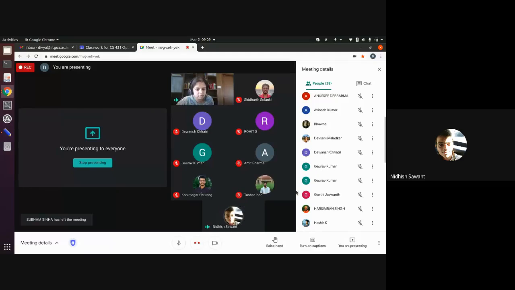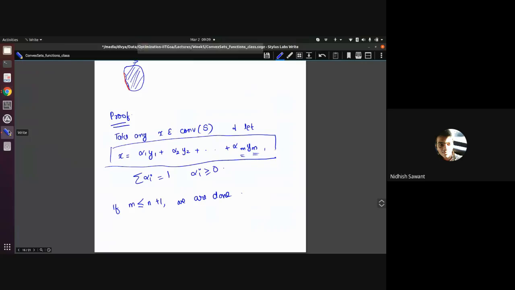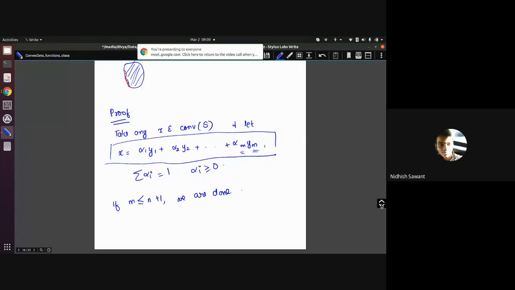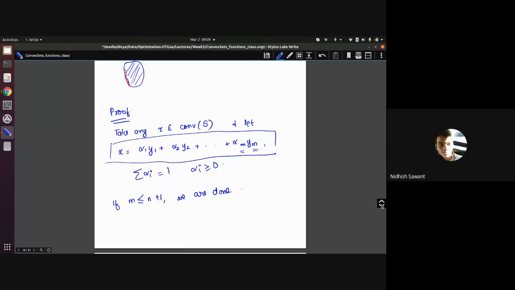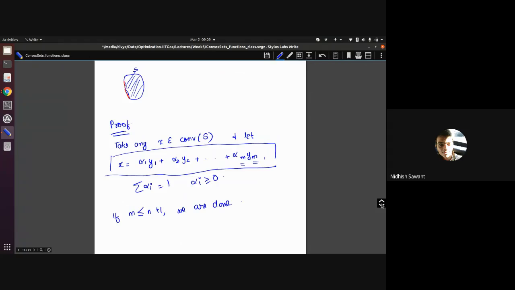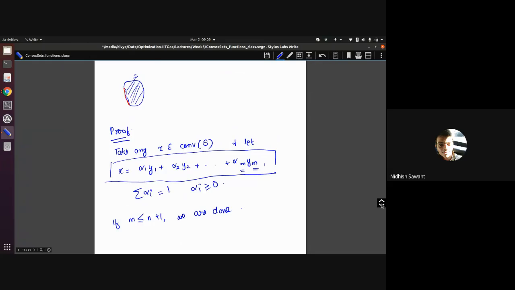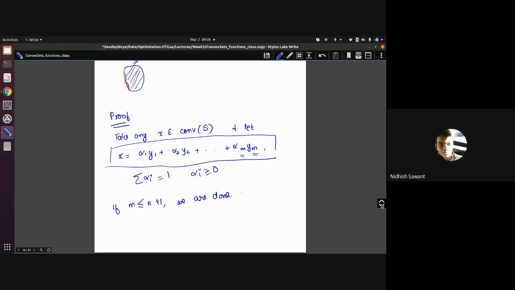Nitish. Yes, ma'am. We proved that we need only n plus one points of x's to represent the entire set. But did we say that if m is less than n plus one, then it is still fine?